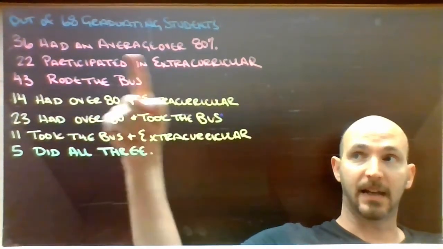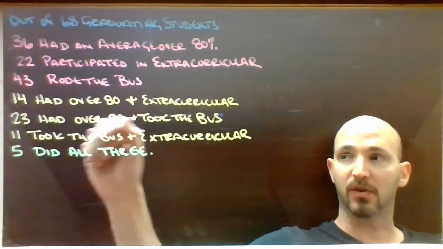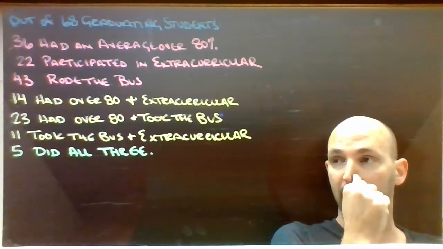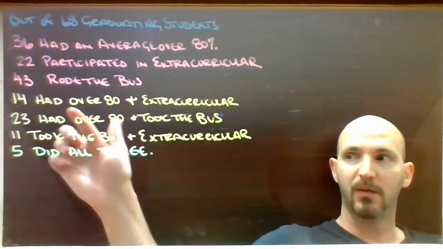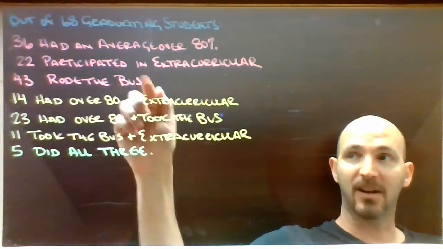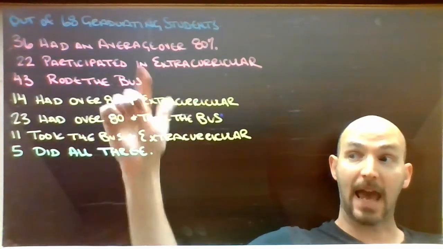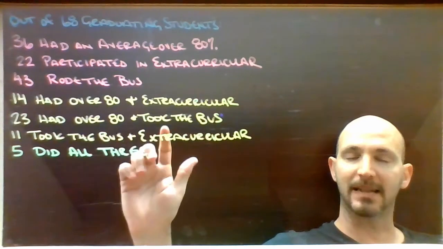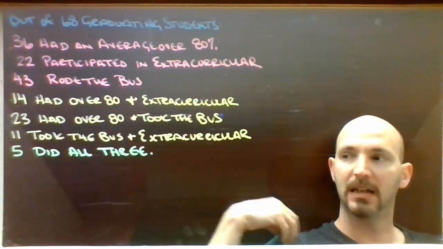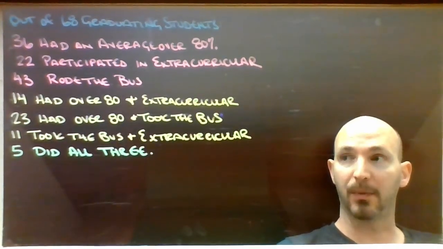So 36 said they had an average over 80, 22 in extracurricular, 43 in total rode the bus. Of those, 14 had over 80 and participated in extracurricular, 23 had over 80 and took the bus, and 11 took the bus and did an extracurricular activity, and 5 people claimed to do all 3.